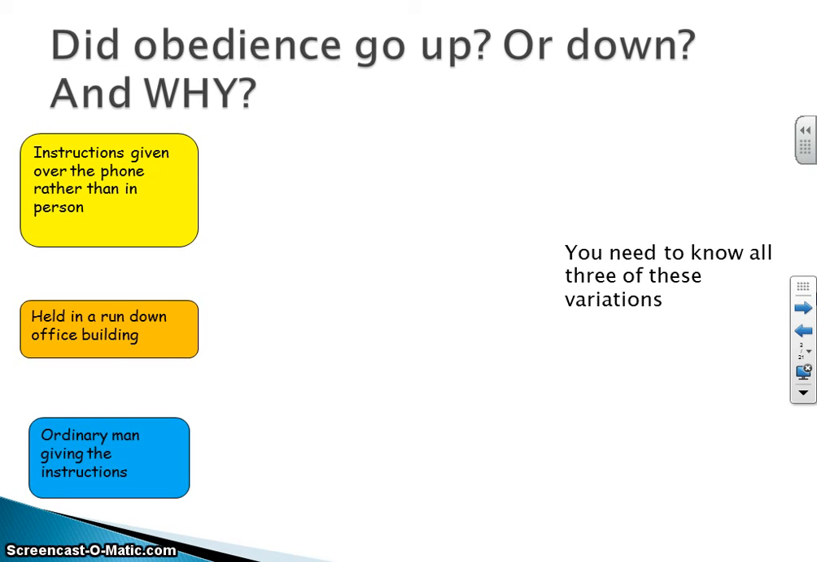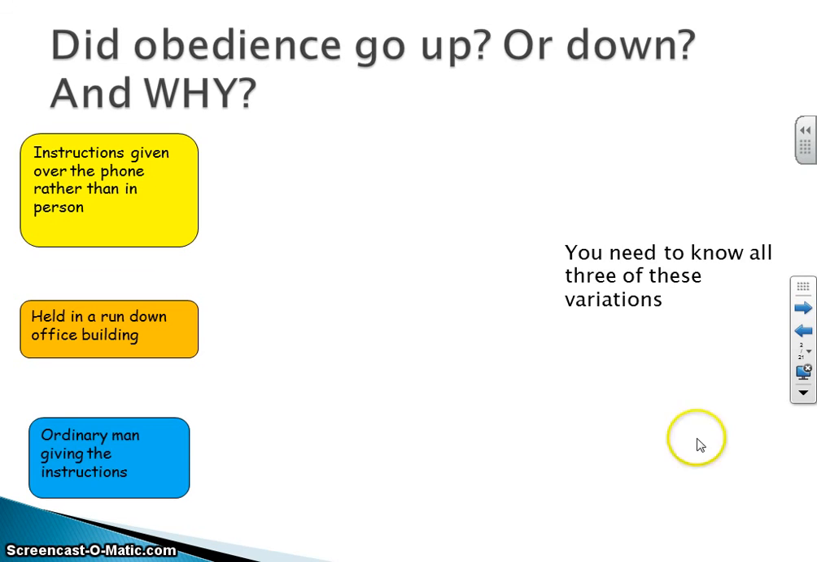It was the fact that there was an authority figure and it was held at Yale University. The fact that they were far away from the person and didn't have to deliver the electric shocks right in front of them. Things like that were factors. And so what he ended up doing was coming up with other experiments to test those ideas. And that's what these 3 variations are.